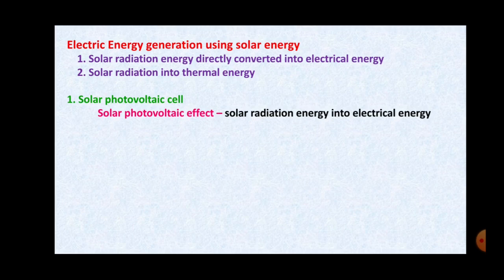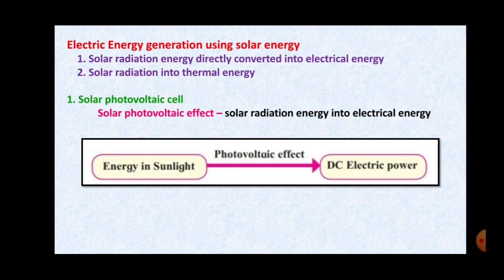the direction continuously. Now with the help of the solar photovoltaic cell, the electricity that is generated is DC in nature, or direct current. If we see the energy conversion, it is just one step. Through the photovoltaic effect, the energy in the sunlight, the solar radiation energy, is converted into direct current or DC electric power.